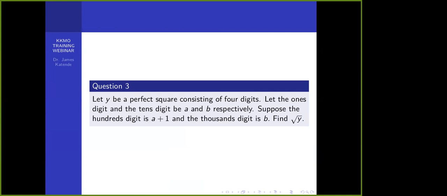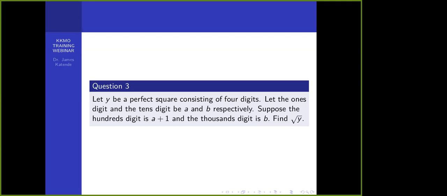Okay, so what I did was I wrote Y as b, a plus 1, b, a, and then I expanded that to get 10 to the power 3 times b plus 10 to the power 2 times a plus 10 to the power 2 plus 10b plus a. And then after that, I got 1010b plus 11a plus 100 is equal to Y squared. And then you take 100 to the other side and you just do a sum of squares.